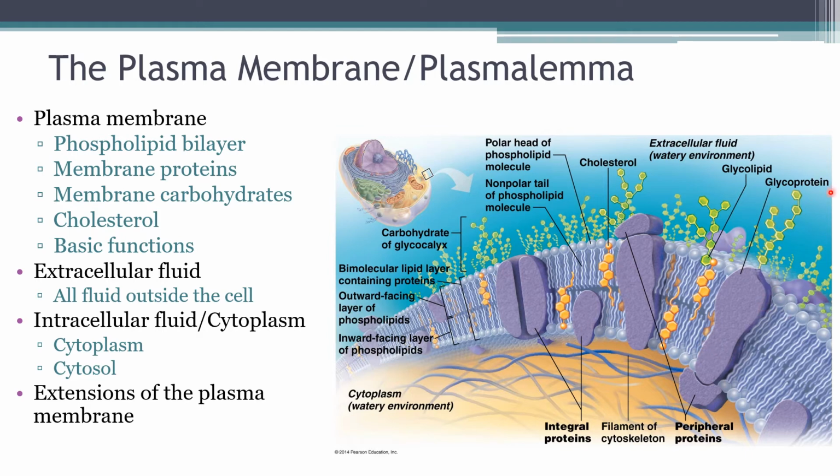The glyco part of it in the front tells you sugar, like glucose. It kind of means sugar. So sugar lipid and sugar protein is kind of what these terms mean. Okay? Now notice that these membrane carbohydrates are all going to be attached to the extracellular surface, the extracellular side. You don't see any of them really on the intracellular side.